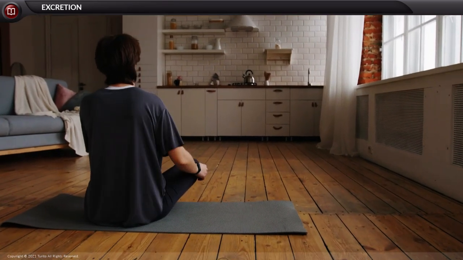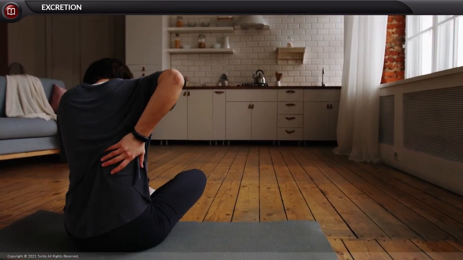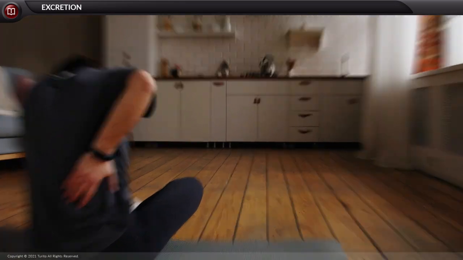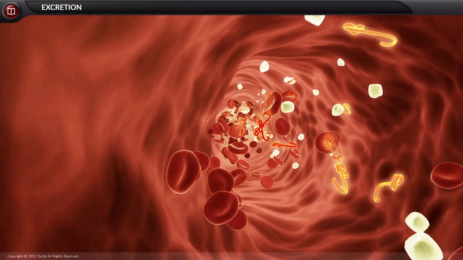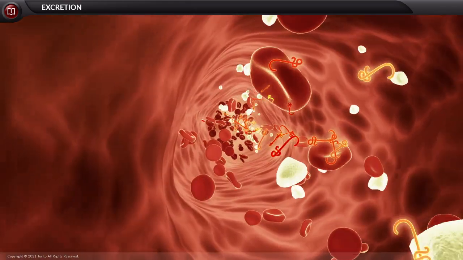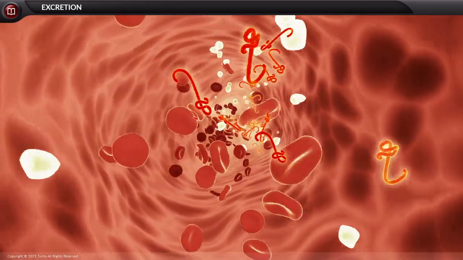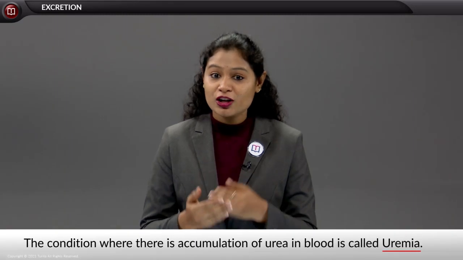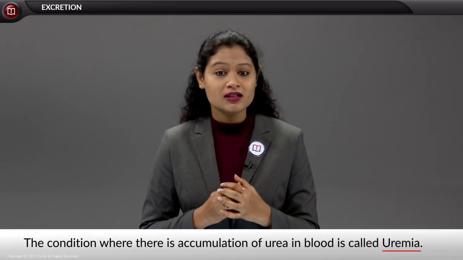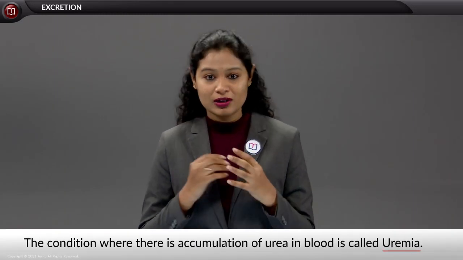Have you ever wondered what would happen if a person's kidney is not functioning? There would be accumulation of all the nitrogenous waste into the blood. One such important waste which has to be eliminated and which is very toxic is urea. Now when there is accumulation of urea in the blood, this condition is called uremia.